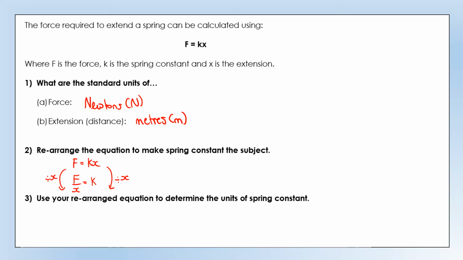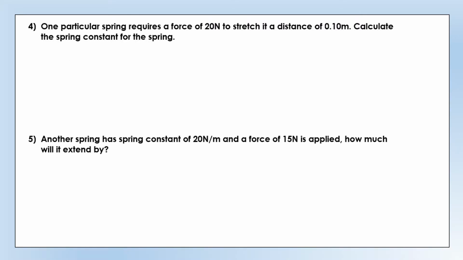Then 3, use your rearranged equation to determine the unit of spring constant. So if spring constant is force, which is measured in newtons, divided by extension, measured in meters, that means the unit of spring constant must be newtons divided by meters, or newtons per meter. So we can logically figure out what its unit is, even if we don't know. Okay, so let's put this equation into some practice.